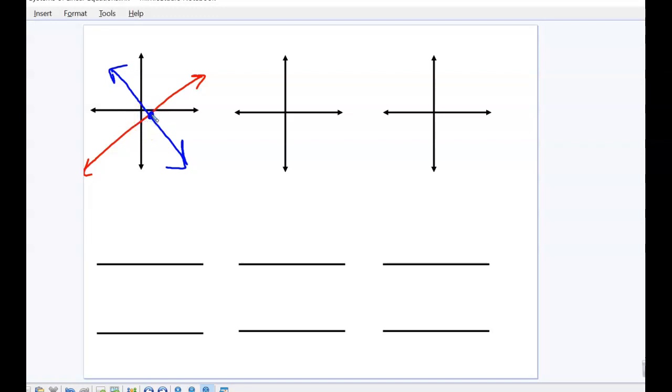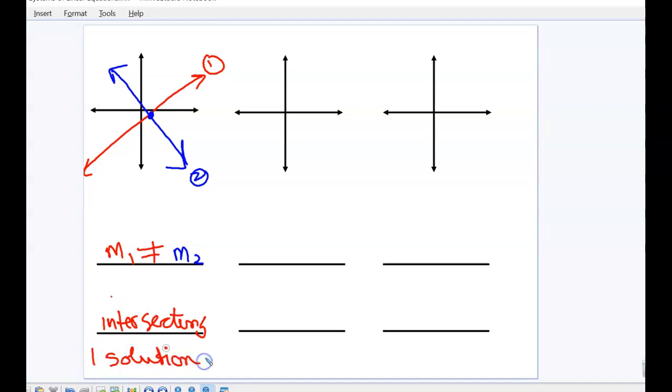They cross once. If you notice, the slope of the red line is nowhere equal to the slope of the blue line, so we could say that M1 does not equal M2. Again, this is line 2, and this is line 1. So if two lines in a system have different slopes, they're going to meet one time, and we call these intersecting lines. And they have one solution, meaning they only cross once.